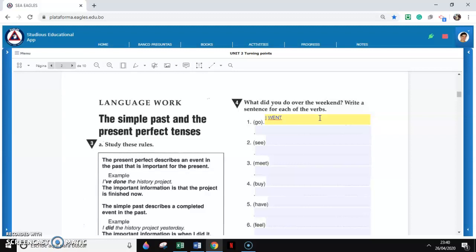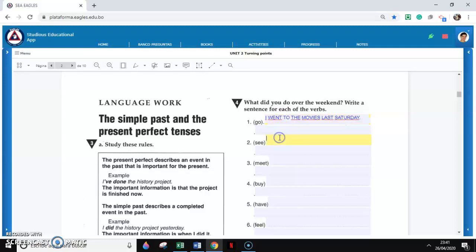I went to the movie last Saturday. And that's it. So I'm using last Saturday, which is a time phrase that we use for past simple tense. And I'm also using the past form of the verb go, which is an irregular verb, right?